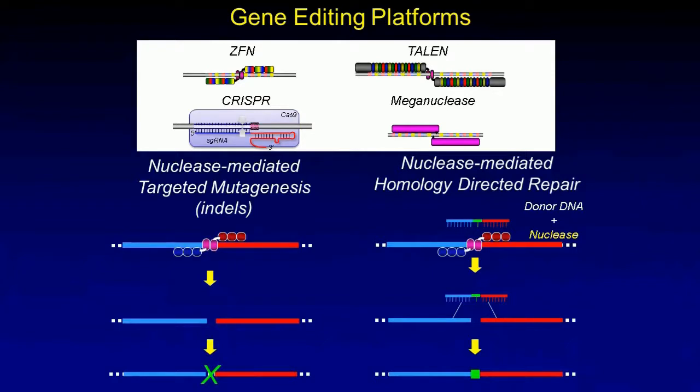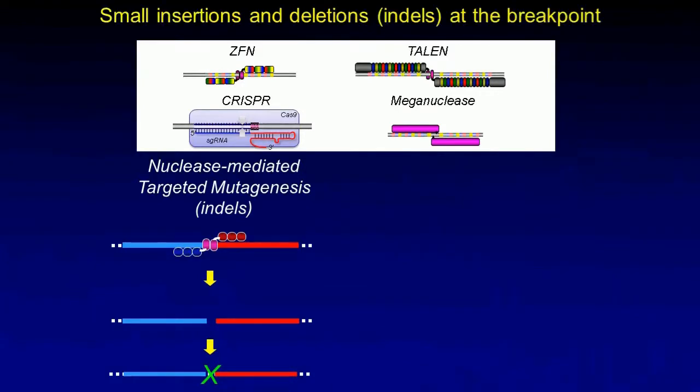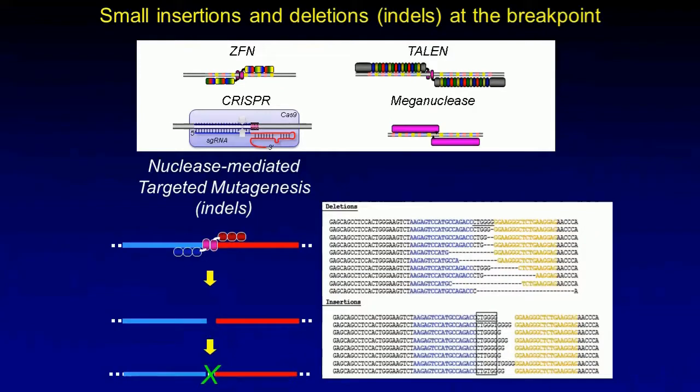On the right side, I'm showing the nuclease-mediated homology-directed repair pathway. In that pathway, a donor DNA is required and can insert or exchange specific information at the break point. I'll talk about that a little bit later. So for nuclease-mediated targeted mutagenesis, I just want to say a few words about what it actually does.